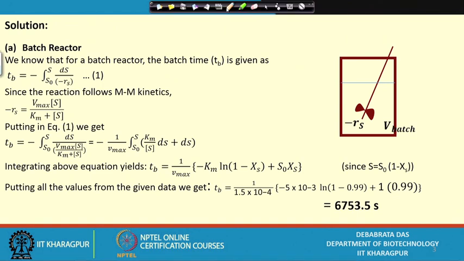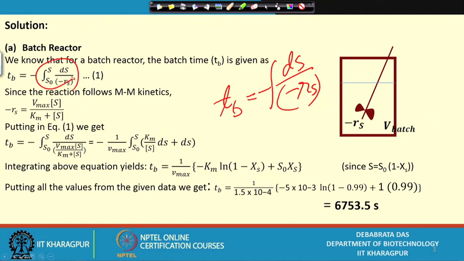So for the batch process, we already know what the batch process equation is. We have t_B equal to minus dS by minus R_S. This is exactly what we have written here, integrating from S0 to S. Now, the Michaelis-Menten equation gives minus R_S equal to this equation. Then we can put these values, and we get this equation: t_B equal to minus 1 by Vmax, integral from S0 to S, of Km dS by S plus dS.